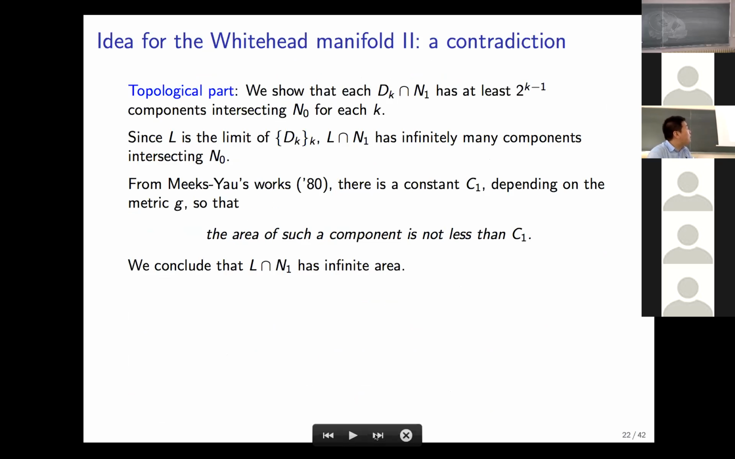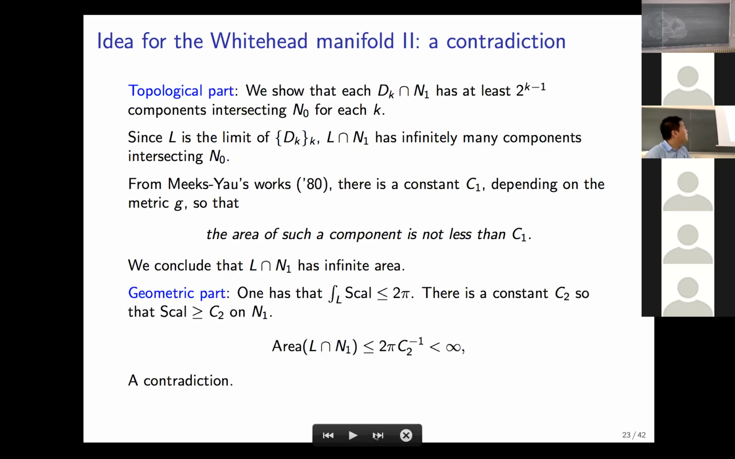Because L is the limit of D_k, the intersection of L and N_1 has infinitely many components intersecting N_0. From Meeks-Yau's work, we can find a positive constant C_1. This constant depends on the metric, such that the area of each component is not less than C_1. Because the intersection has infinitely many components, that means the intersection of L and N_1 has infinite area.